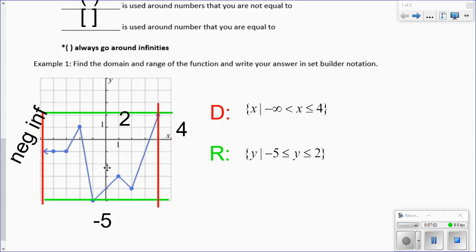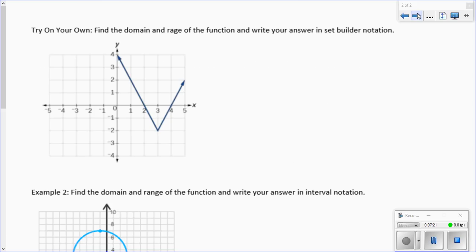Now, I'm going to give you a graphic organizer, kind of foldable, next class, to help you with these edges and to help you figure out, well, hey, if it's an arrow, I'm going to negative infinity or positive infinity. But if it's a point, I just hit that number. Okay, so we will do more practice in class. So you guys have one try on your own, like that, with set builder notation.